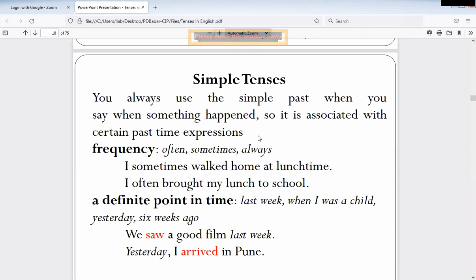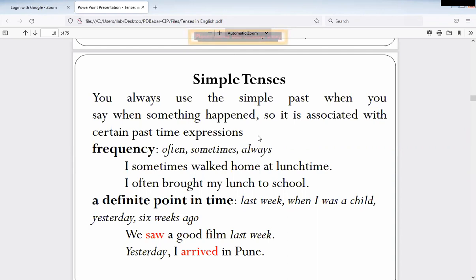I sometimes walked home at lunchtime, and this action is happening only sometimes. Okay, this is not a continuous or repeated action. Sometimes this case happens that I have to walk home at lunchtime. That's why these are the frequency indicators, like sometimes. Then another is also often. Often is also a frequency indicator.